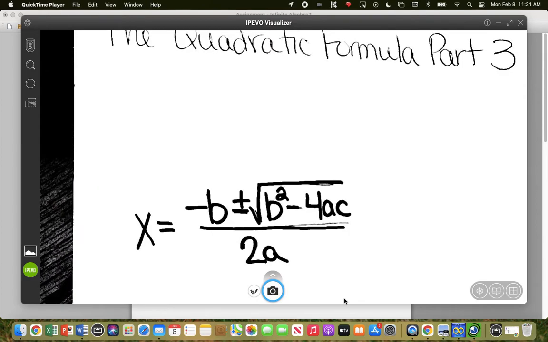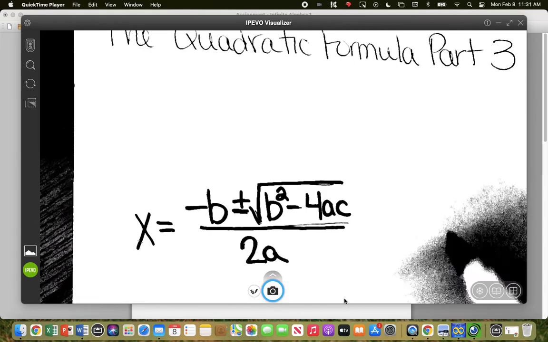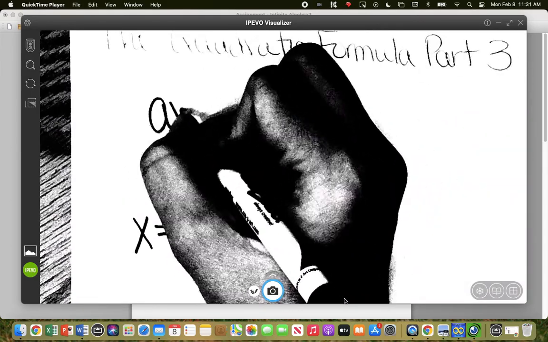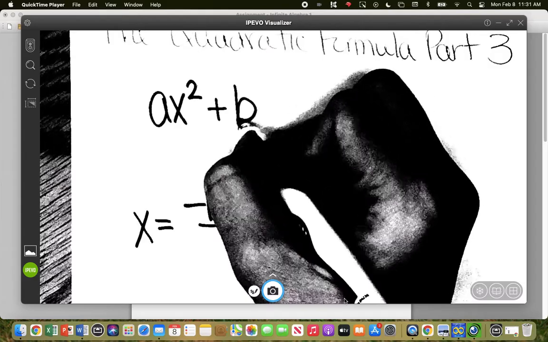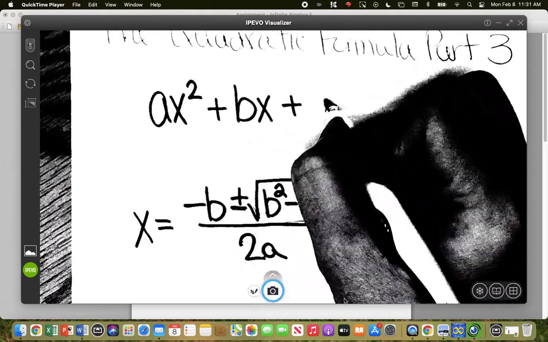Where does A come from in the equation? And what's beside it? It's the coefficient for what term? Is it next to x or is it next to x squared? Yeah, A is always next to x squared. Now what's B always next to? Just an x. And then C is always the constant.